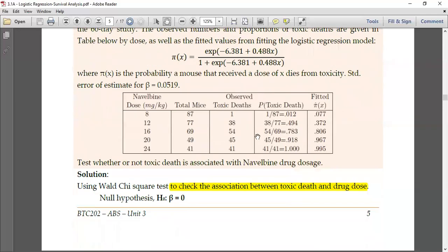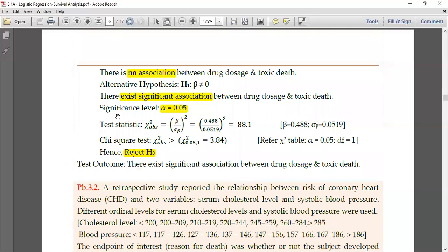Let us use that. So let us set the null hypothesis. The null hypothesis is that there is no association between the drug dosage and toxic death. The alternate hypothesis is that there is a significant association. Let us take alpha equal to 0.05 and calculate the chi-square statistic: 0.488 divided by 0.0519, squared, is 88.1.